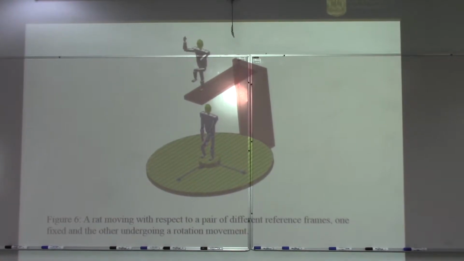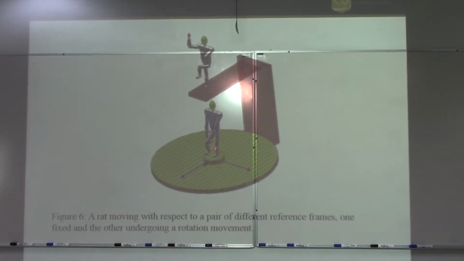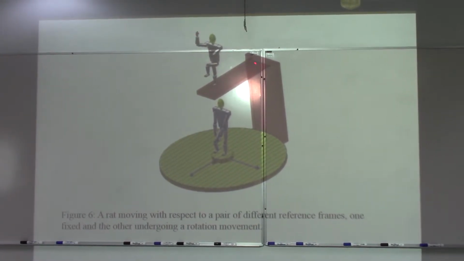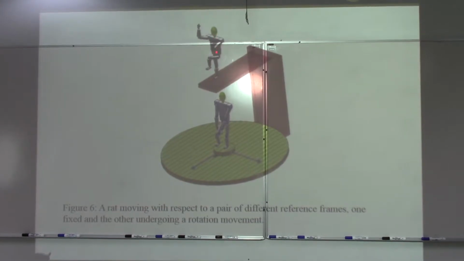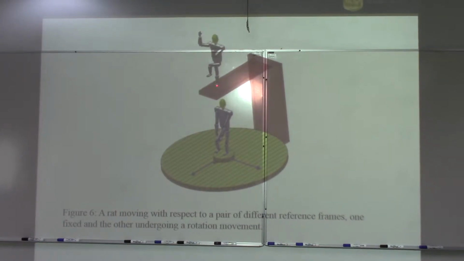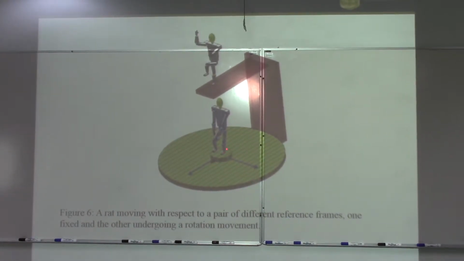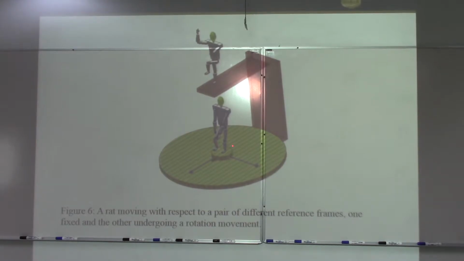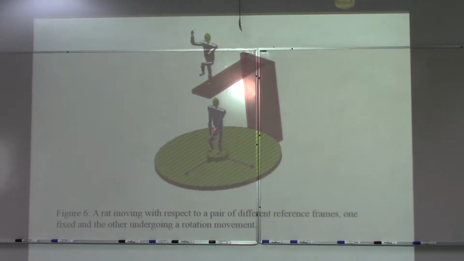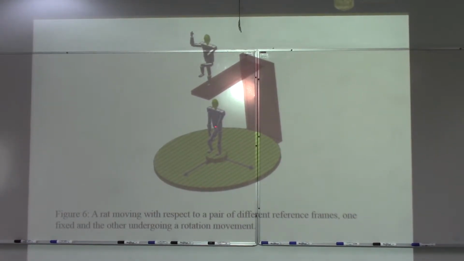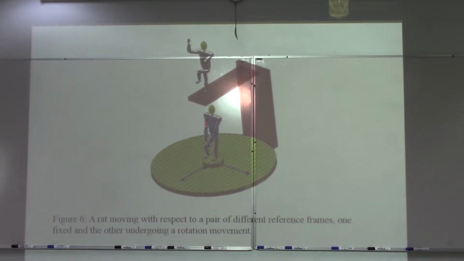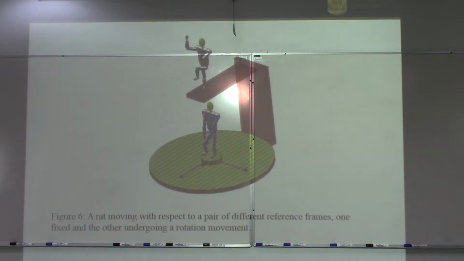In this figure, we have the following situation. We have two different reference frames. The person on top of this structure represents a fixed reference frame, a reference frame that is not moving with respect to the earth, and this other person that is rotating with the table is going to represent a reference frame subjected to rotational motion. In this particular case, the rotational motion is going to be rotation around the vertical axis.